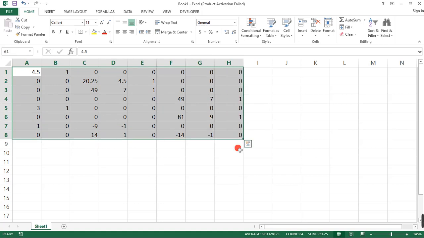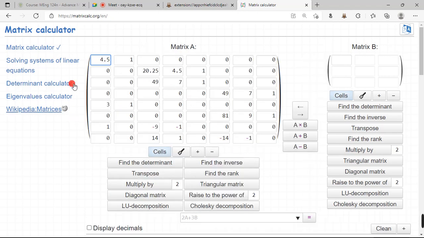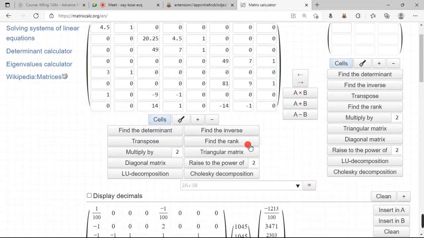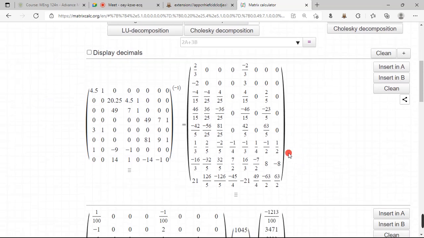Okay. So, ato na siya i-copy. Control C, 8 by 8. Then, punta ta sa atong website. Ato i-paste. Control V. So, na 8 by 8 na. Okay, nakita na ninyo? So, ato i-paste ang find the inverse. Kaya mag-inverse ta ni matrix A. So, press find the inverse, loading. Mo-show na ang inverse.